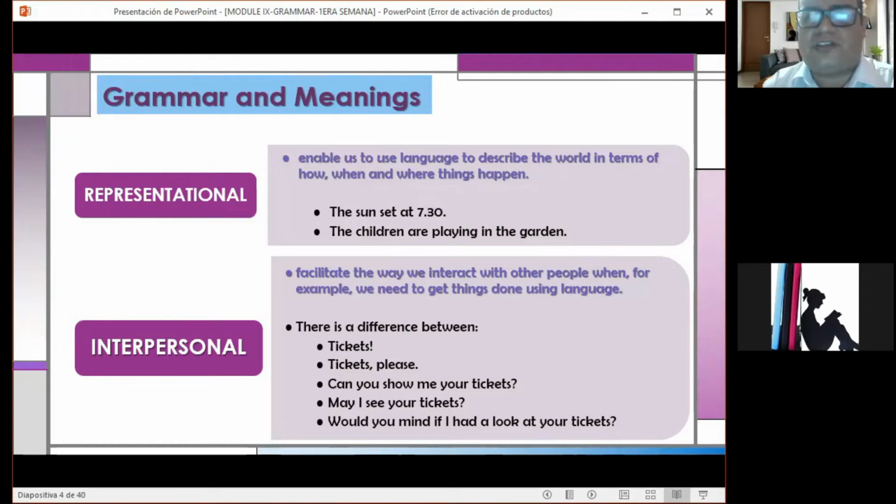The way we interact with people changes if you change the structures. All right? If you change the structures, you could change the way you interact with people. As you told me before, from a rude way to a polite way, from a formal to an informal way. Notice here you use some structures in some contexts. All right. Yeah, don't forget it. Now, these are the two meanings that we could have with grammar.